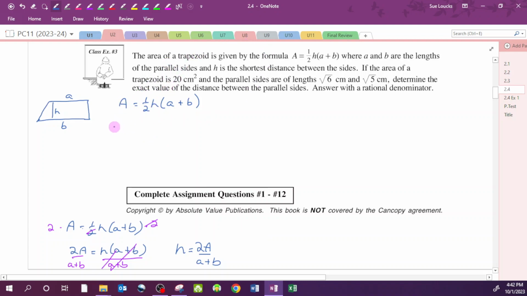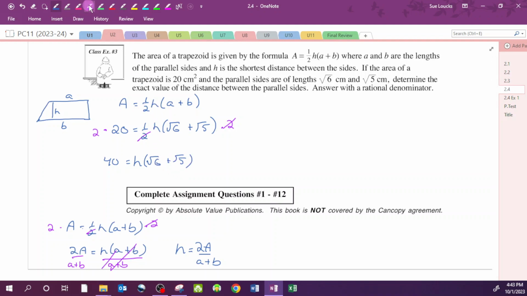I know that my area is 20, and that equals 1/2 times h times a plus b. So a and b, it doesn't matter which one's which, so I'll just put them in the order they are given to us, root 6 plus root 5. And now I need to solve that. I'm going to do the same thing. I'm going to multiply this side by 2 to get rid of that fraction, and I'm going to multiply this side by 2. So I have 40 equals h times root 6 plus root 5.